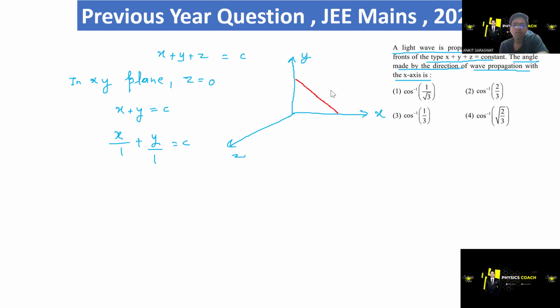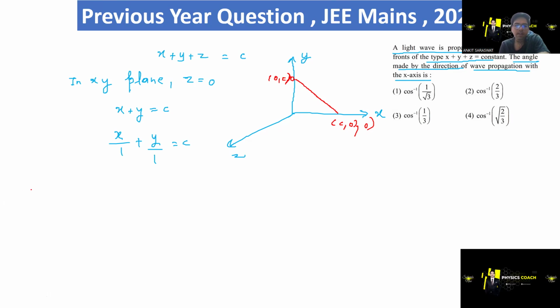Clear? Then this coordinate will be c comma 0, and this is 0 comma c. Clear? In the xy plane, I'm not showing the z. Okay, z will be 0. If you want to write z also, its coordinate will be c comma 0 comma 0, and 0 comma c comma 0. Clear? If you want to write z also, no worry, you can also write comma 0.